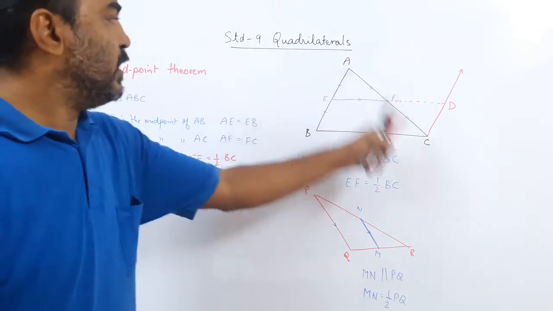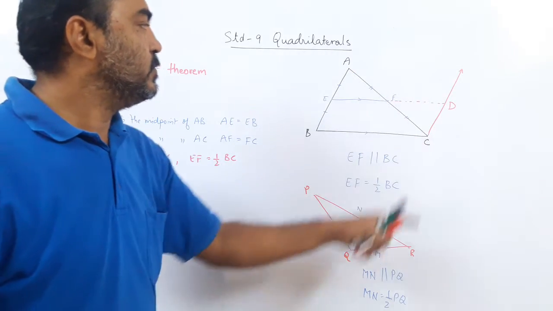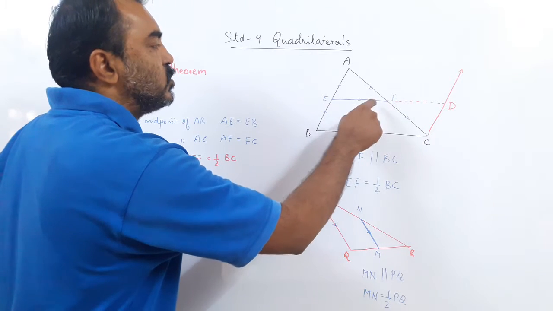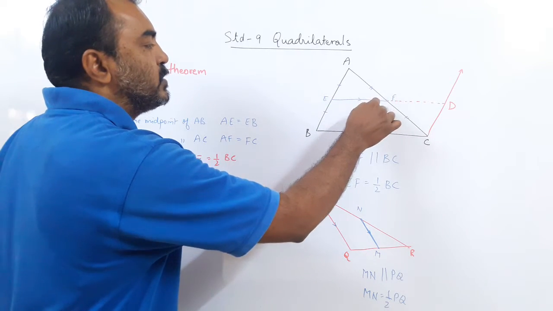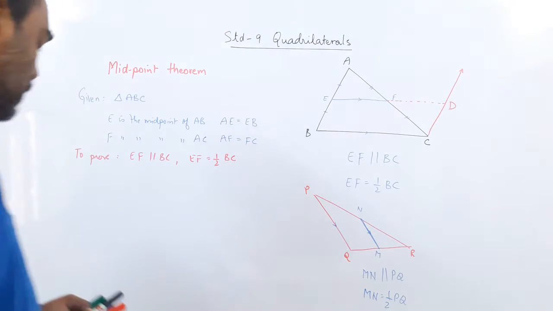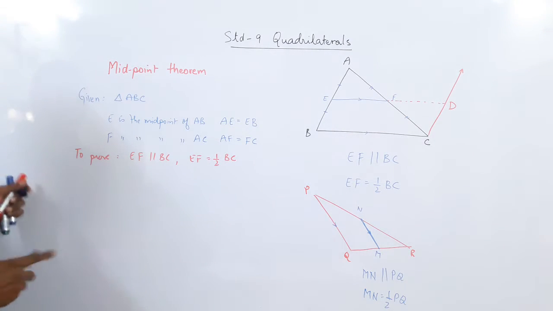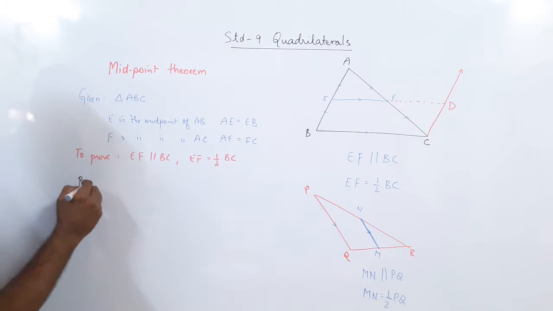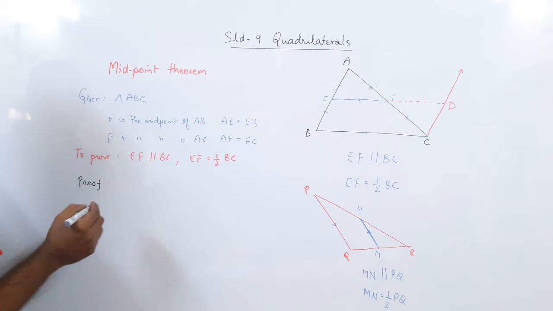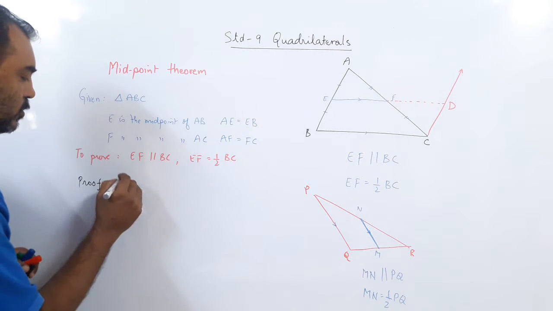F is the midpoint of AC, so AF is equal to FC. Now we have to prove that this line segment, which is joined by the midpoints of two sides, is parallel to the third side and even half of the third side. So for the proof, first the construction.